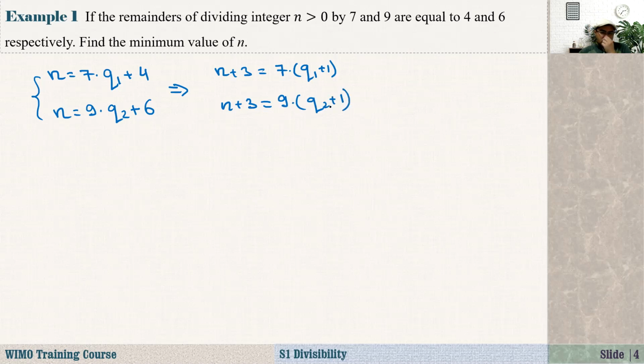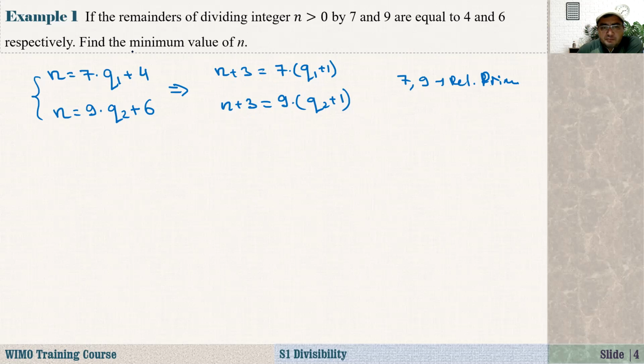And also we know that n, q1, q2 are all integers, which means that n plus 3 is divisible by 7. At the same time, n plus 3 is divisible by 9. And from here, as you can see, 7 and 9 are relatively prime numbers. In the previous classes, we proved that if two numbers are relatively prime and they divide the same number, then that number, n plus 3, must be divisible by the product of these numbers, 7 and 9, because they don't have any common factor except for 1.